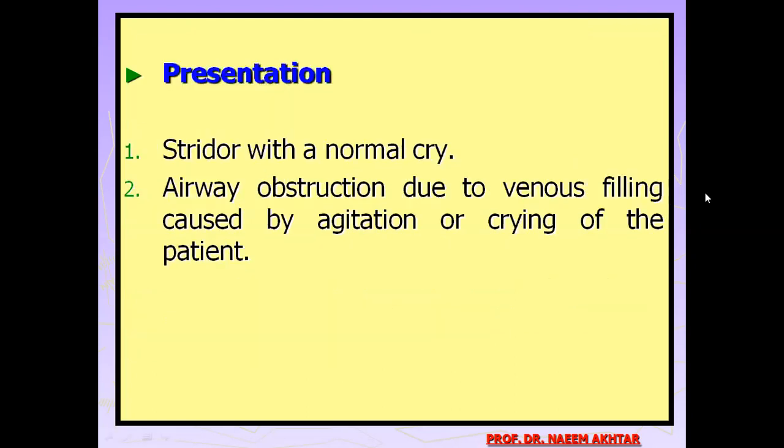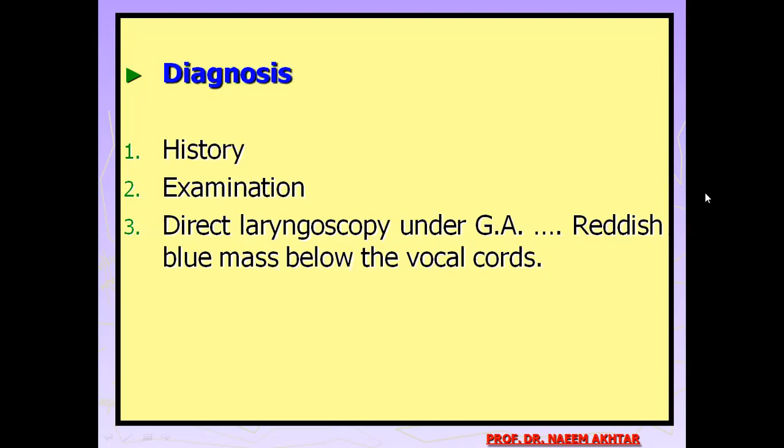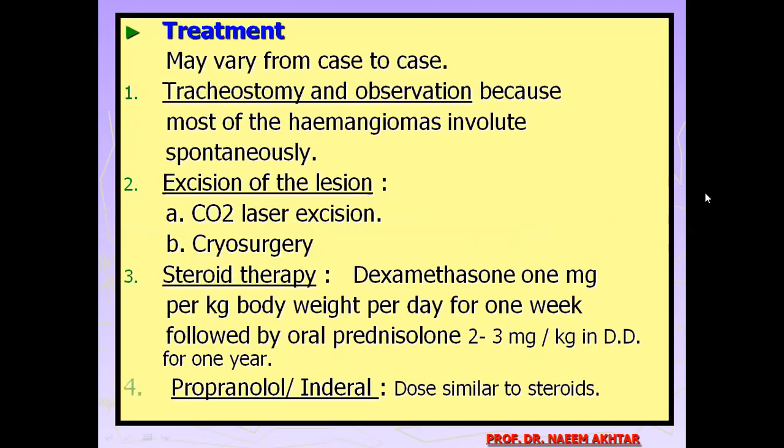Presentation. The child usually will present with stridor with a normal cry, airway obstruction due to venous filling caused by agitation or crying of the patient. Diagnosis can be made by history, examination, and direct laryngoscopy under general anesthesia. Under general anesthesia, direct laryngoscopy, the surgeon will see reddish blue mass below the vocal cords. Treatment. It may vary from case to case.